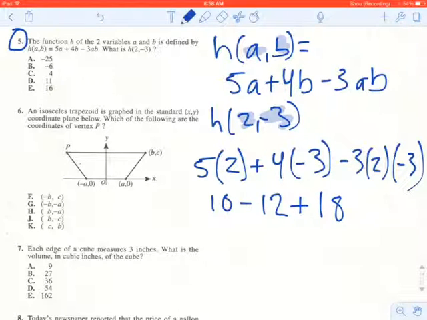So 10 minus 12 gives us negative 2, plus 18 will be 16. And the answer that matches up to that is E, 16.